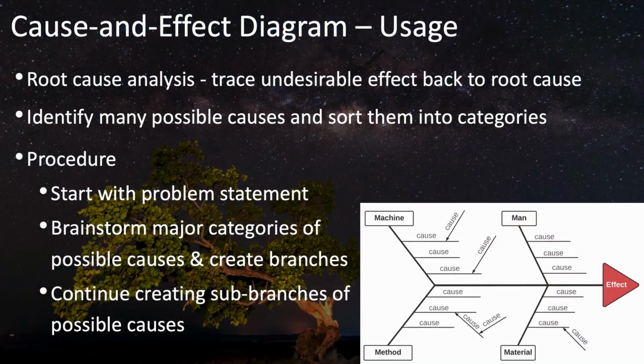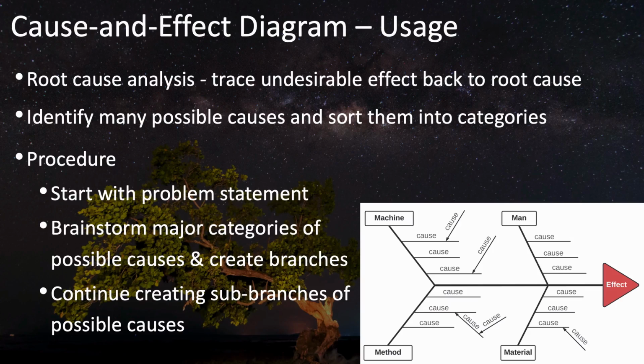A cause and effect diagram, or Ishikawa diagram, is used in root cause analysis to help you to trace undesirable effects back to root causes. It helps you to identify many possible causes and then sort these into categories. The procedure is that with an Ishikawa diagram, you start with an effect, usually an undesirable effect, some sort of problem as the starting point or central item. This is drawn as the head of the fish.